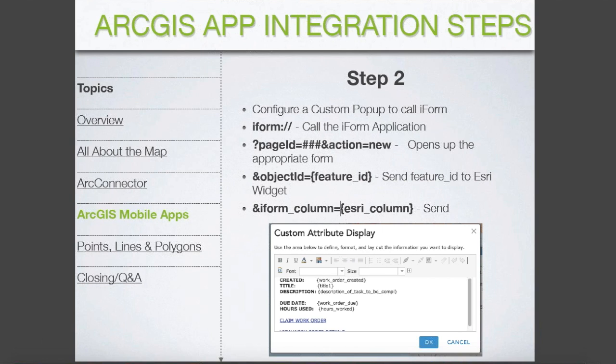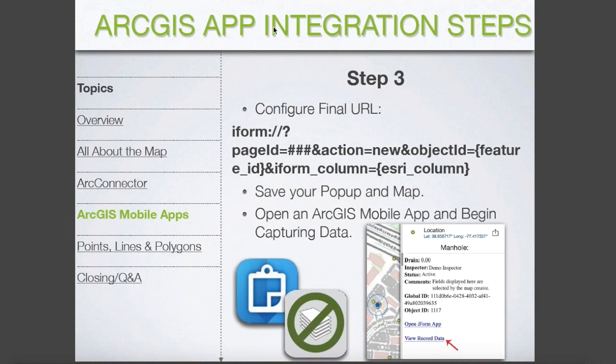So I'm just going to go over here to the third step and show you what the final URL would look like. It's going to be iform:// question mark, this page ID we're going to open up, then we're going to open up a new record, then we're going to pass across the object ID, and we're going to pass across some iForm columns. Now, if you want to send, let's say, 20 more columns across, you would essentially put an iForm column equals and continue going on. You could put as many columns as you want and populate all those with data.